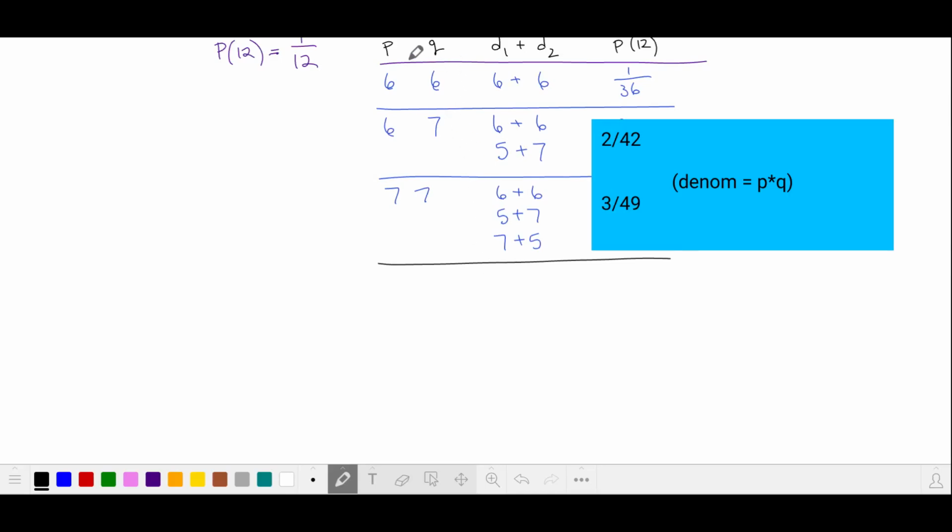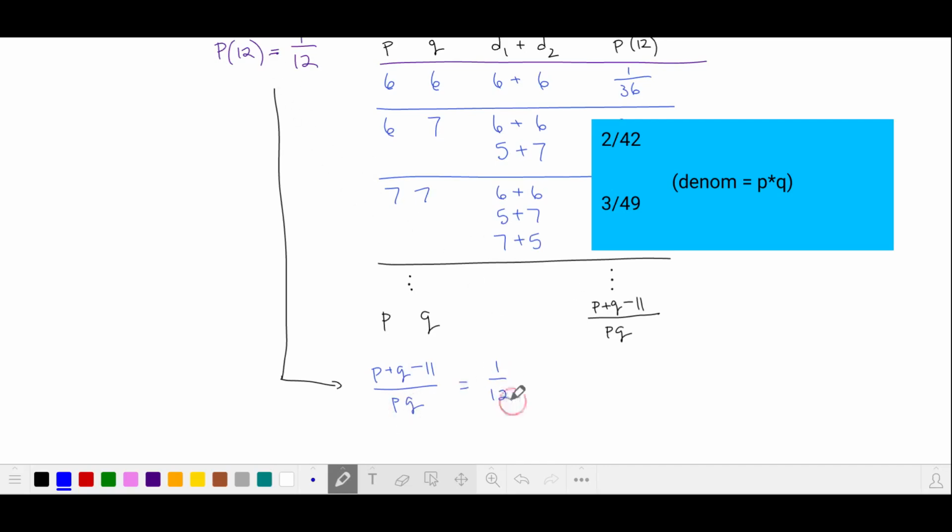If you keep experimenting with values of P and Q, you'll see that every time you increase one of P or Q by 1 additional face, you increase the numerator of our probability by 1 as well. So let's generalize for all values of P and Q. Our numerator is P plus Q minus 11, because this varies linearly with P and Q, the number of faces on our two dice. And our denominator is the product of P and Q. So we want (P plus Q minus 11) over PQ, the probability of rolling a 12, to be equal to 1 over 12.